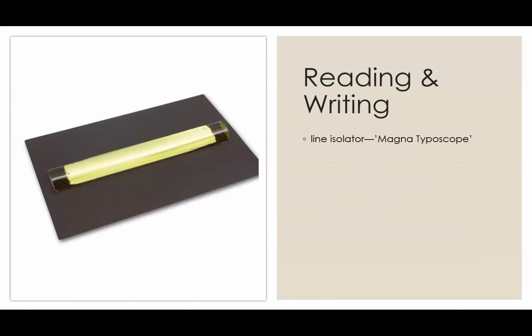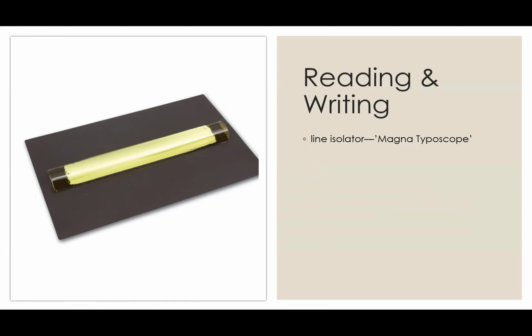Reading and writing is next. So the first thing is basically called a line isolator. The fancy name for it is a magnetotyposcope, but it's this picture on the left. And what it does is it helps you when you're reading something, you place this on the page and it helps you to isolate one line at a time.